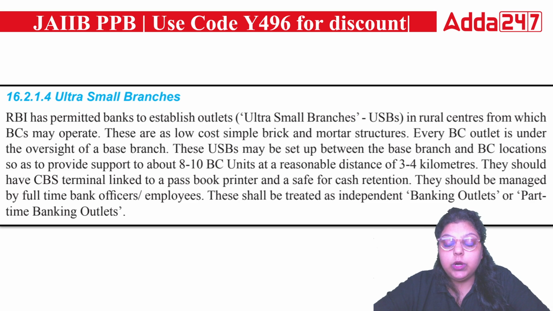So as to do what? As to provide support to about 8 to 10 banking correspondent units at a reasonable distance of 3 to 4 kilometers. So these are ultra small branches which will be taken care of by the banking correspondent, and they should have a core banking solution terminal linked to a passbook printer and a safe for cash retention. They should be managed by full-time bank officers or employees, and these shall be treated as independent banking outlets or part-time banking outlets. Okay.